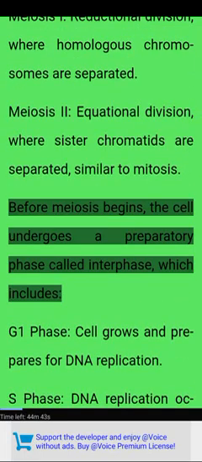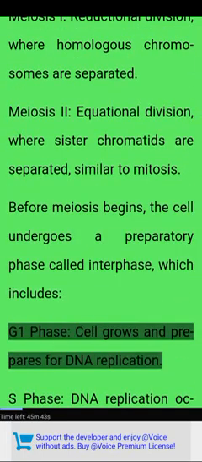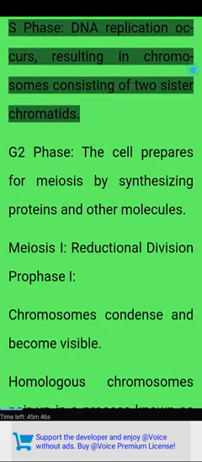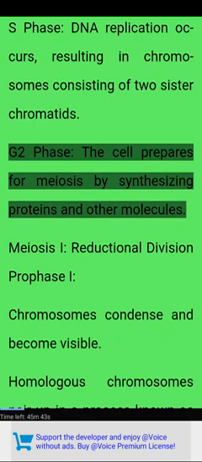Before meiosis begins, the cell undergoes a preparatory phase called interphase, which includes G1 phase, cell grows and prepares for DNA replication. S phase, DNA replication occurs, resulting in chromosomes consisting of two sister chromatids. G2 phase, the cell prepares for meiosis by synthesizing proteins and other molecules.